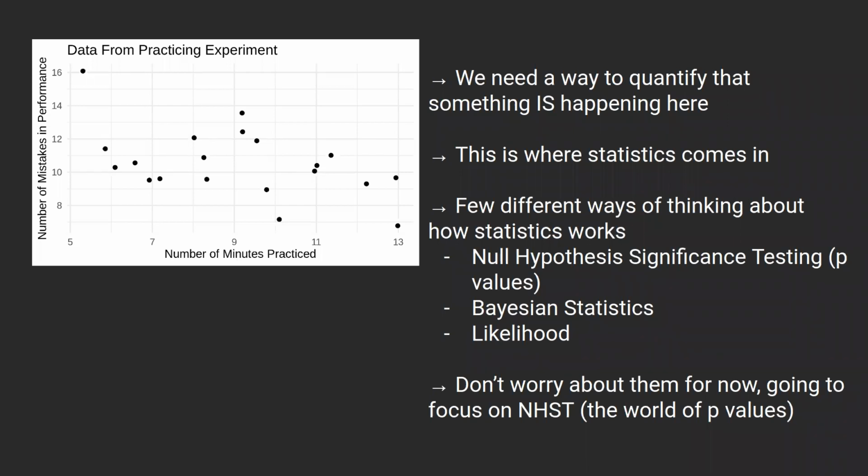Don't worry too much about each of these for now, but what we're going to do is focus on the first school, which I'm abbreviating as NHST, for null hypothesis significance testing. This is the world of p-values. Personally, I kind of like the Bayesian way of thinking about things, but most of the scientific world at this point still operates within NHST. To understand the literature that people are producing right now, it's important that we get how this works.